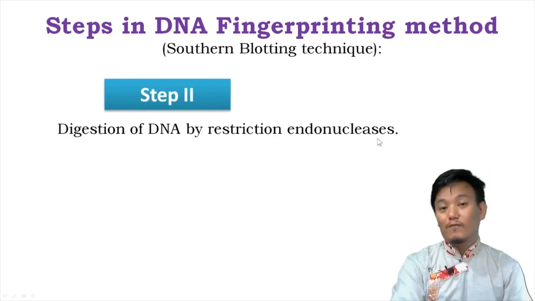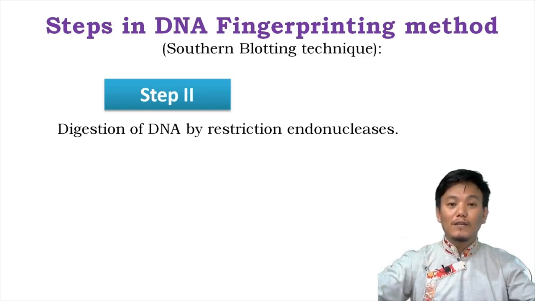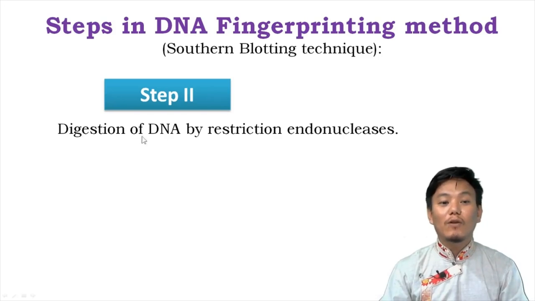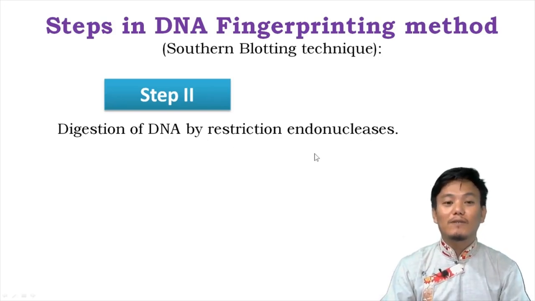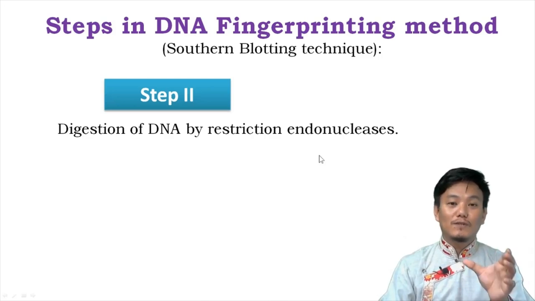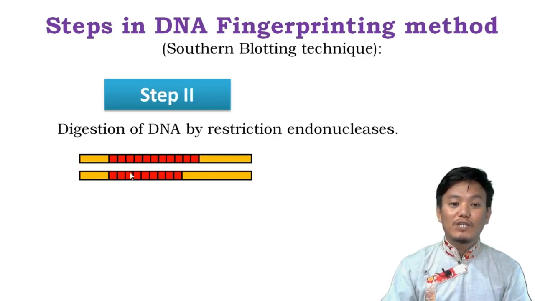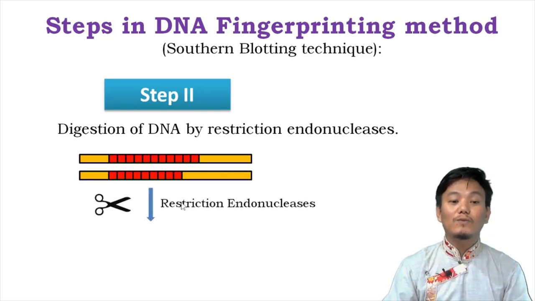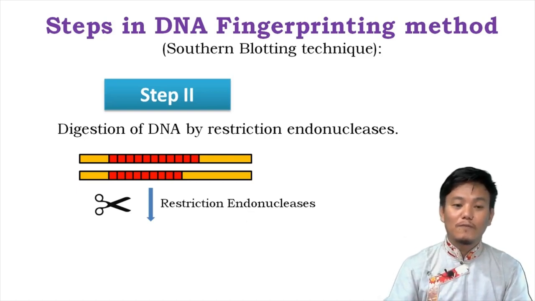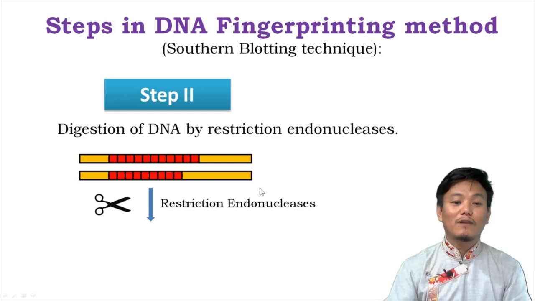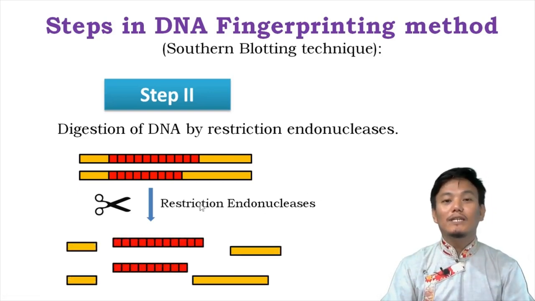Now, after we have isolated the pure DNA from the cell, we have a very long DNA molecule. This long DNA molecule needs to be broken down into small fragments. The enzyme which is required for breaking the DNA molecule is called restriction endonucleases. So if we have these two DNA molecules over here, and we need to cut the DNA into small fragments, we use specialized molecular scissors known as restriction endonucleases. These restriction endonucleases can cut the DNA at specific locations, thereby creating small DNA fragments.